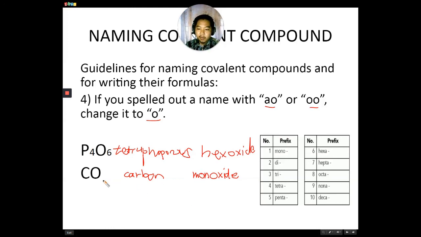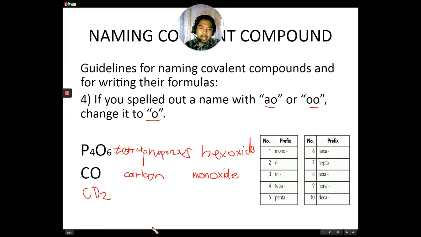So there you have it, ladies and gentlemen. Carbon monoxide. What if there is 2? No, CO2. Familiar? Diba? That's the reason why we name them carbon dioxide. If the 2 consecutive vowels are IO or other than AO and OO, we simply copy them. Carbon dioxide. Alright? Hopefully that makes sense now.